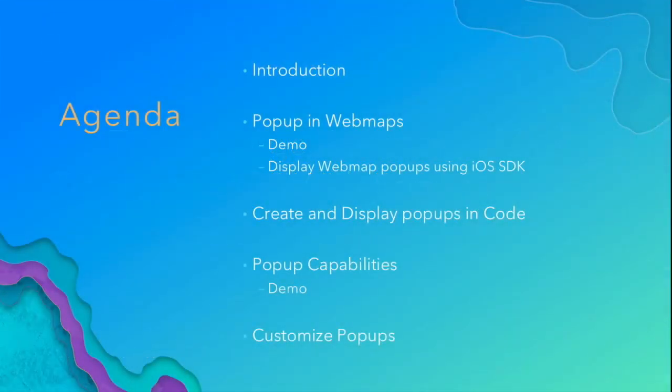So here's our agenda for today. I'll first very briefly talk about what pop-ups are in the context of ArcGIS platform, and then we'll take a closer look at how you can configure pop-ups in web maps. And then we'll see how you can display those web map pop-ups in your iOS app. We'll also see how you can create pop-ups in code and talk about the various capabilities and support the default pop-up provides in the iOS SDK. And for those of you who wish to take it further, I'll briefly talk about how you can customize pop-ups as well.